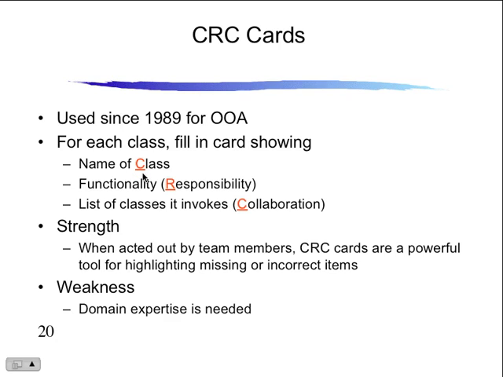The identity is the name of the class. The functionality or responsibilities, which loosely relates to the states and behaviors. And then we have the list of classes and invokes, or the collaboration. So CRC is class, responsibility, and collaboration.